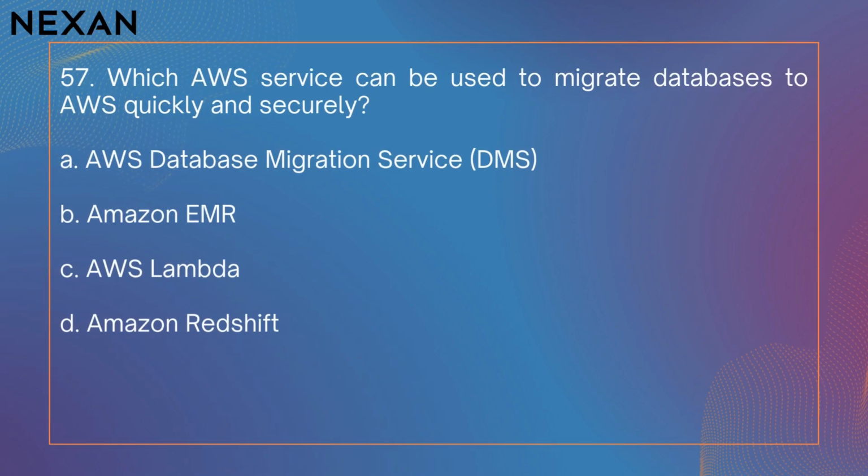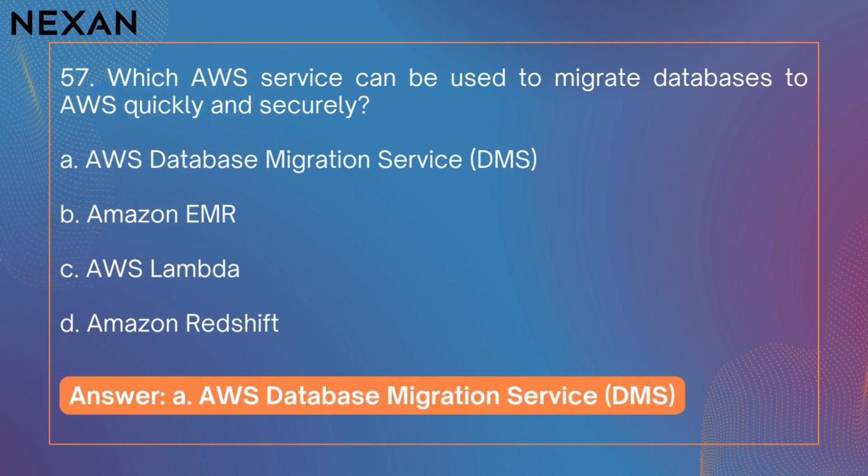57. Which AWS service can be used to migrate databases to AWS quickly and securely? A. AWS Database Migration Service. B. Amazon EMR. C. AWS Lambda. D. Amazon Redshift. Answer: A. AWS Database Migration Service.